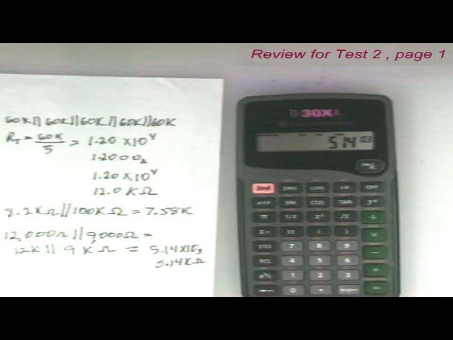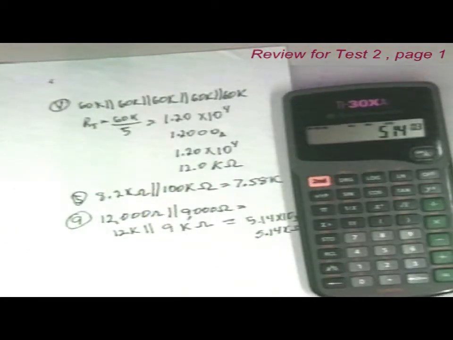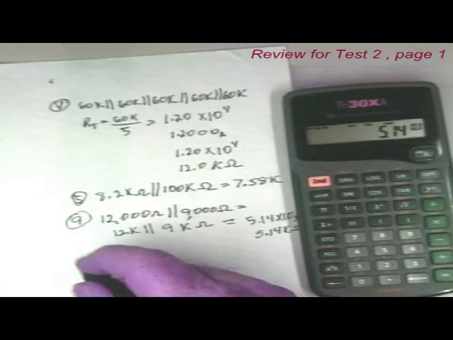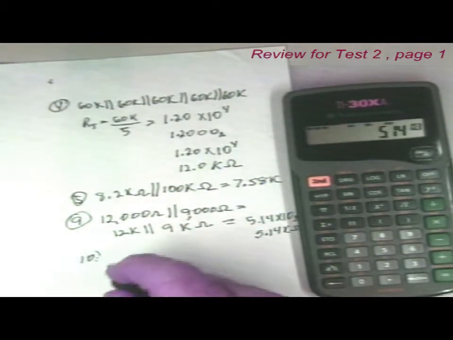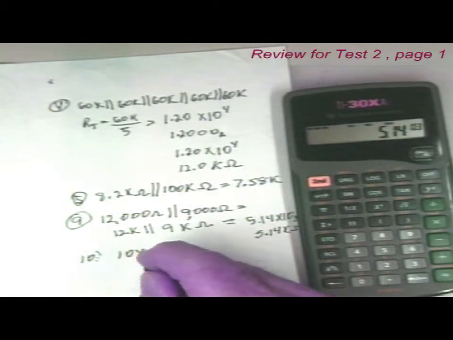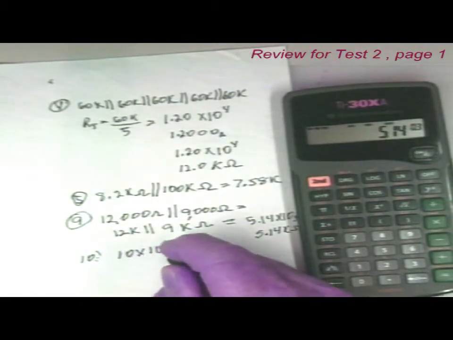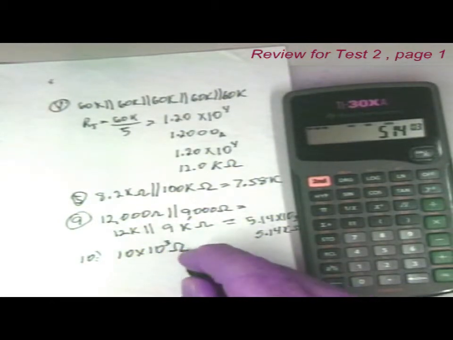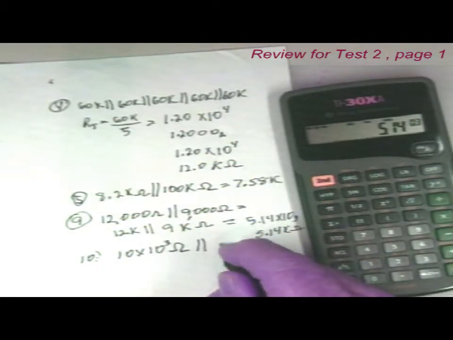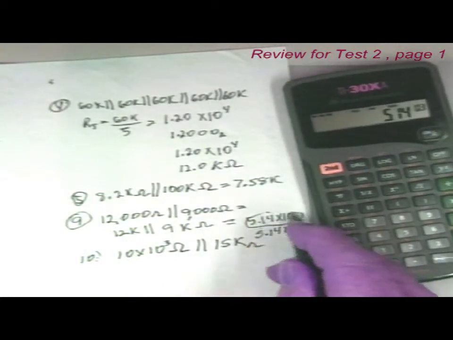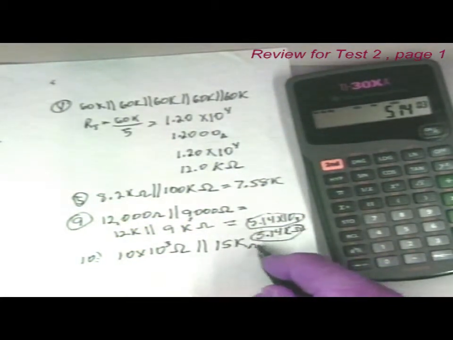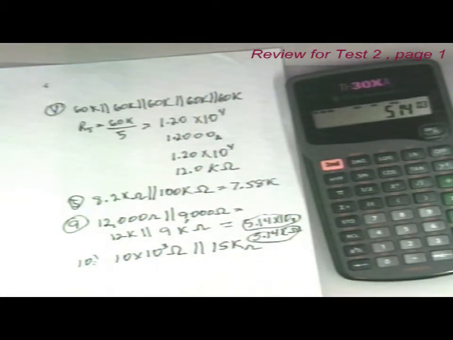Okay, with that said, let me try to pick out another one that see if it would give you any difficulty. Now here's one that's written a little different. I'm going to do number 10. Number 10 says 10 times 10 to the third ohms, and also that's in parallel with a 15 k ohm resistor. Okay, that's sort of crowded there, but I didn't see that I was going to run into it.